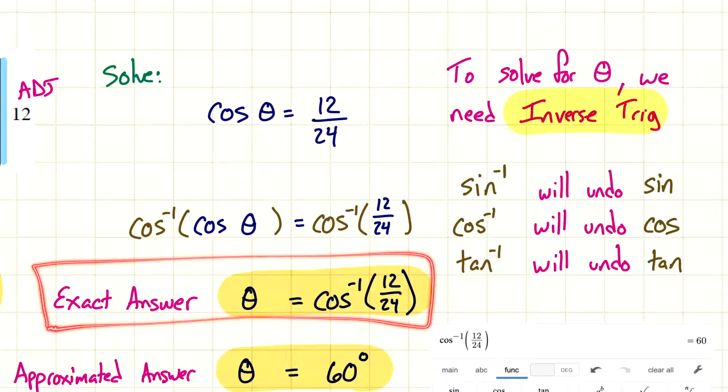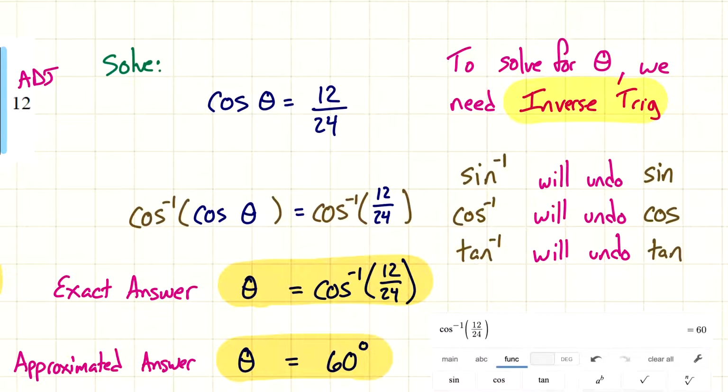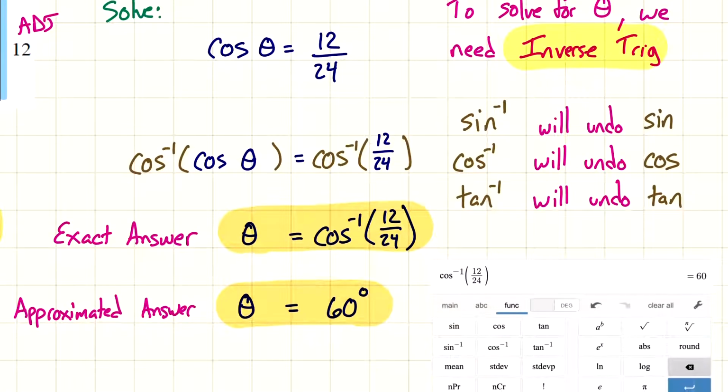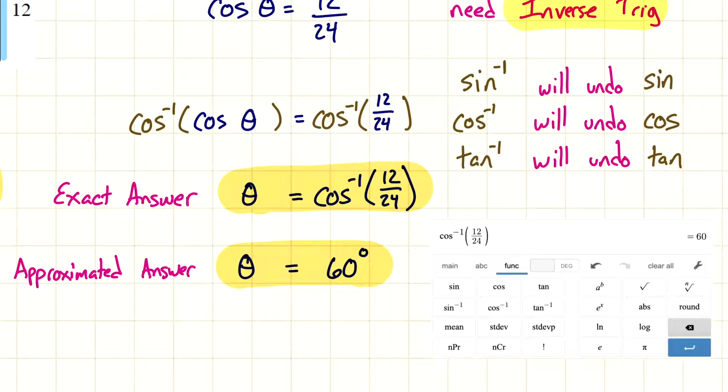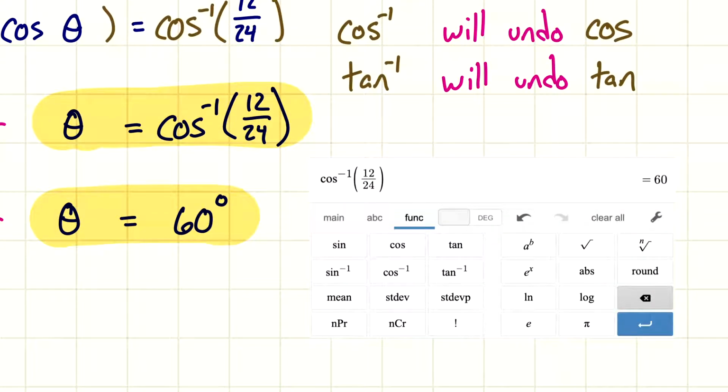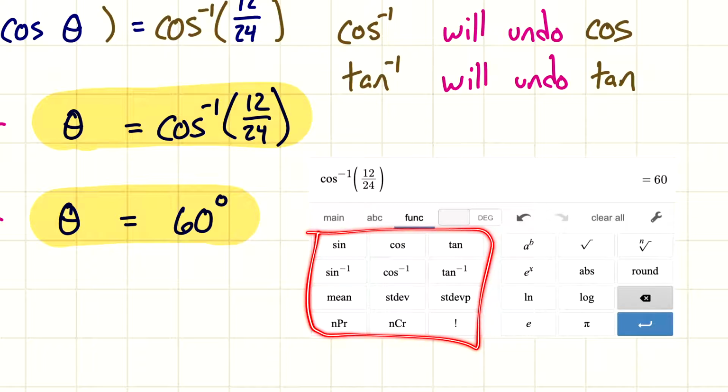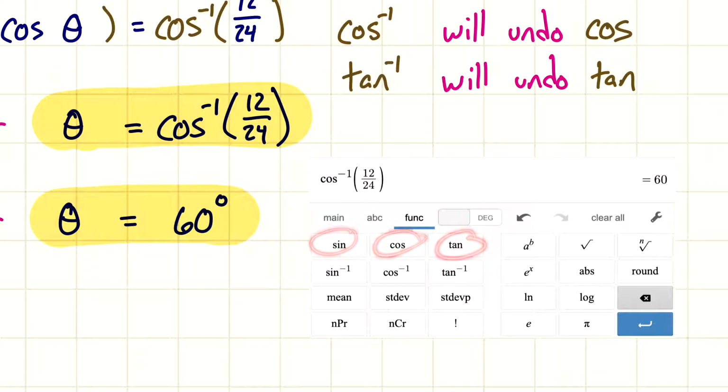And if we wanted an approximated answer, which usually is a little bit more interesting when we do this, I would have to use the calculator. So if I was using a calculator, in this case, here's the Desmos scientific calculator, there is a function button or tab that when you click on it, it reveals some more options that we might need to use. So you'll notice there's still sine, cosine, and tangent buttons, but there's also inverses of those as well.